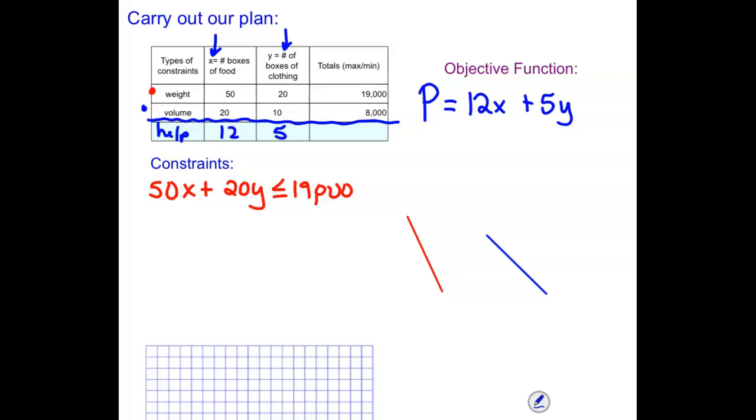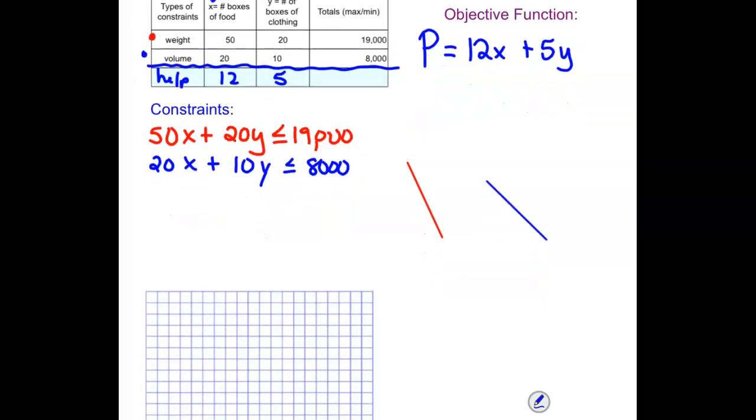For the volume constraint, we are told that we have 20 cubic feet of volume for each box of food, and we have 10 cubic feet of volume for each box of clothing, and we have a maximum of 8,000 that we can put on the plane. Now, there's also one other thing that we know. Because these are describing boxes of things, we can't send a negative amount. So we also have the implied constraints that X and Y can't be negative values.